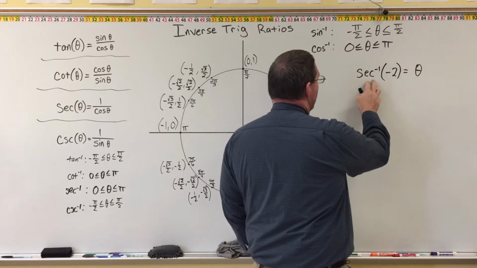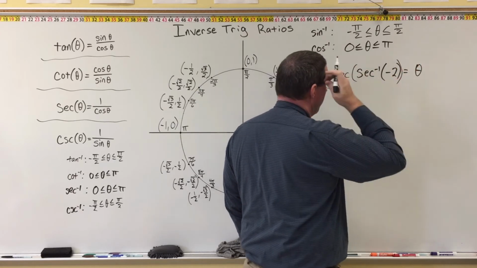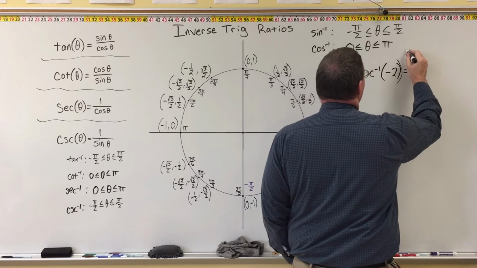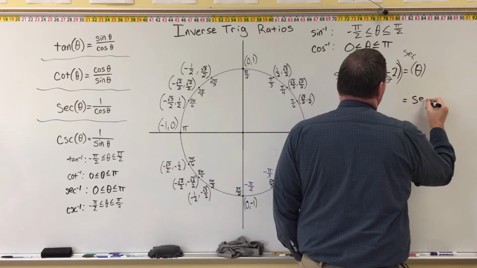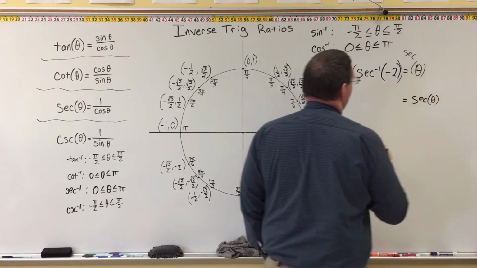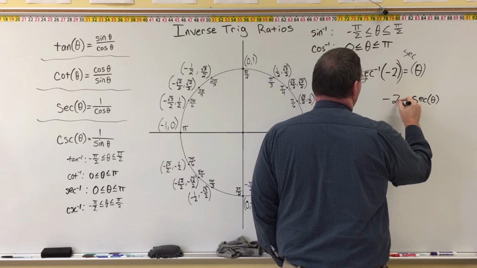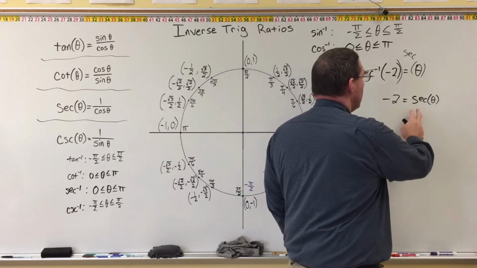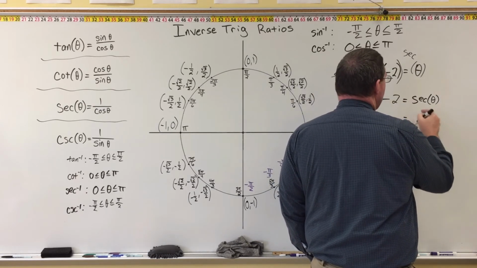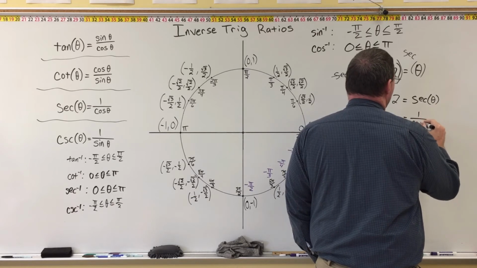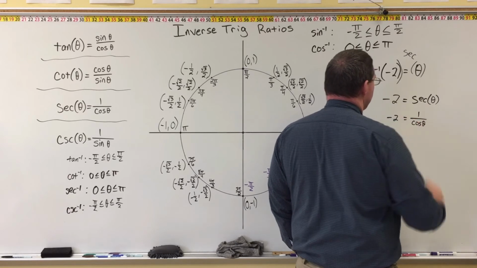And we know to cancel secant inverse, we're going to have to do secant of both sides, right? I'm using parentheses this time instead of brackets, that's okay. So we'll do secant of this side. On the right side, it's going to give us secant of theta. And on the left side, it's going to cancel secant inverse, and all we're going to have left is negative 2. So now we know that secant of theta is equal to negative 2. Now we're going to replace secant with 1 over cosine of theta, and over here, we're going to bring down the negative 2.